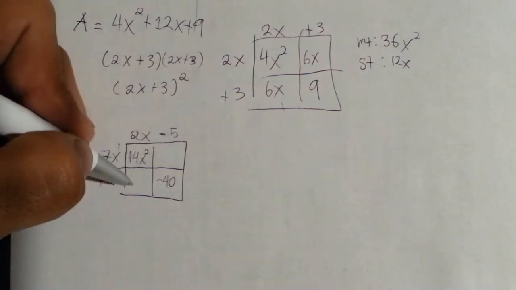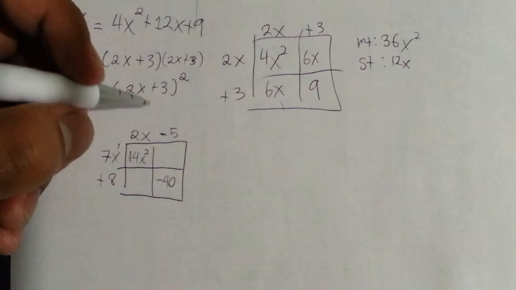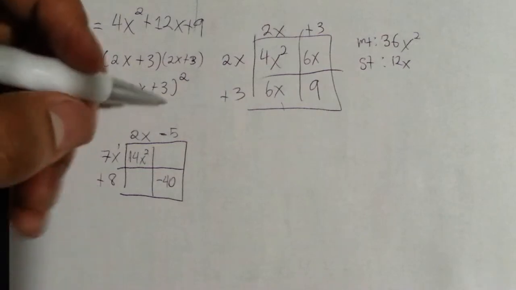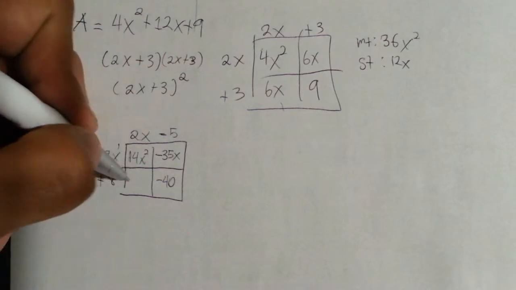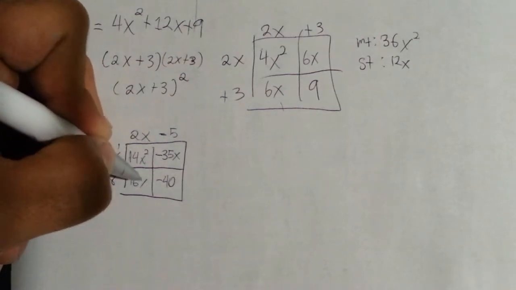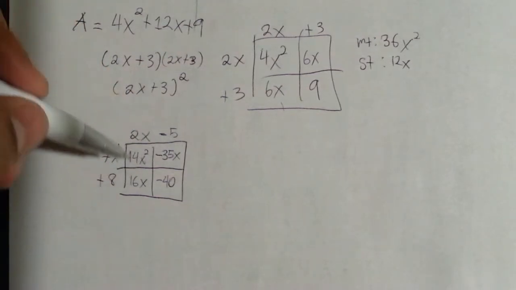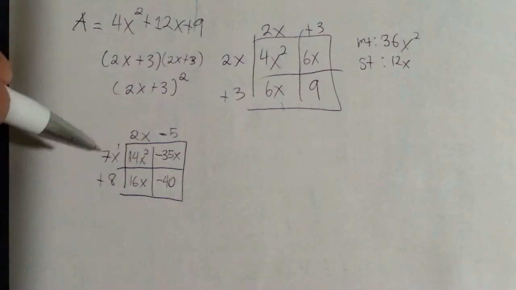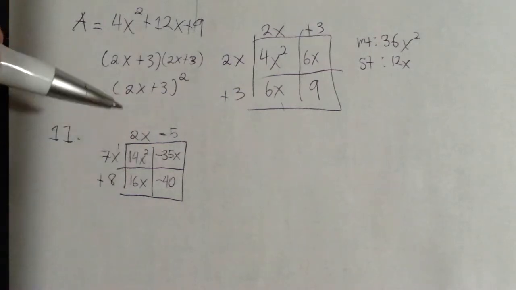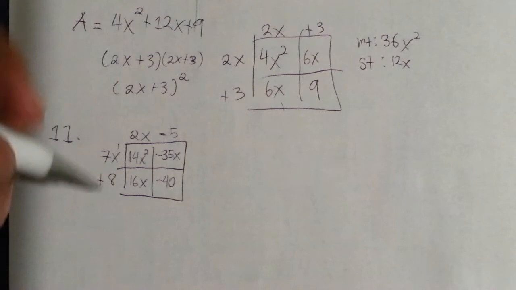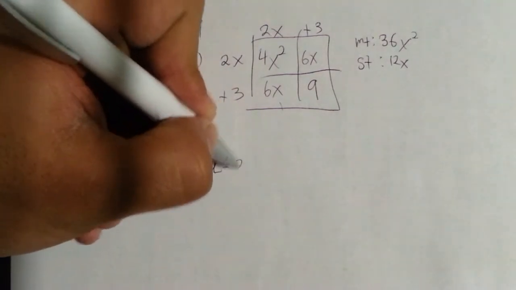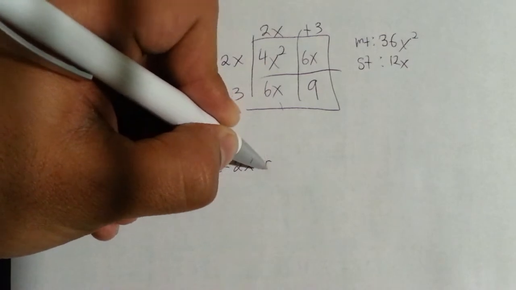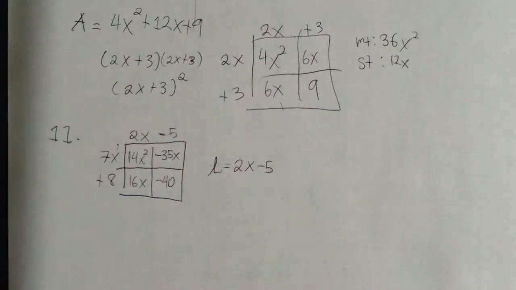And you could fill in your box if you wanted to, and you'd see that you would get the negative 35x and the 16x. Negative 35 plus 16 is the negative 19, so we have our original product. So the length, since we were given the width, would be 2x minus 5. The width was 7x plus 8. That's where we got our length.